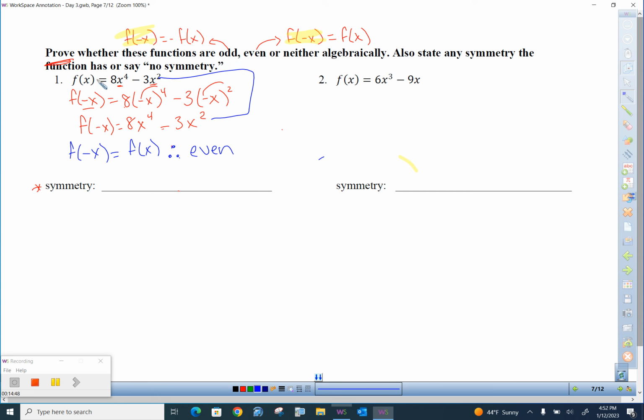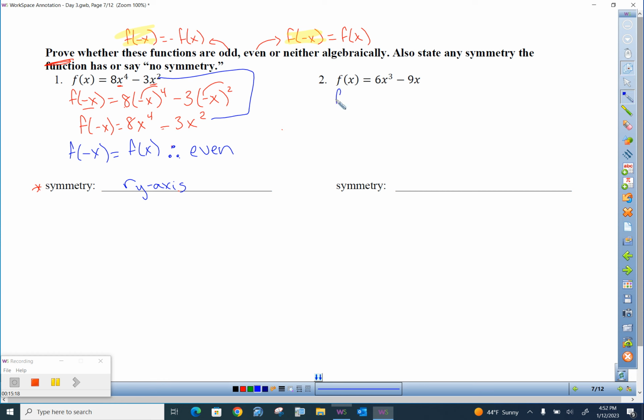And then we're going to state the symmetry. If we know it's odd or even, the symmetry is something that is always the same. We don't have to graph it to know. Even symmetry is always reflection over the y-axis. Okay, odd is always rotation 180 degrees through the origin, but neither we have to think about the graph to figure out. Okay, so let's look at this next one and see what happens with it.